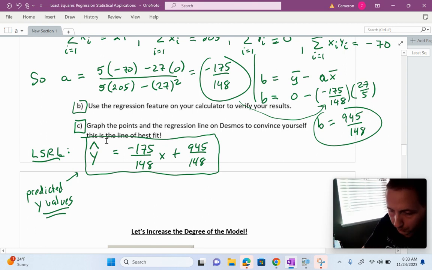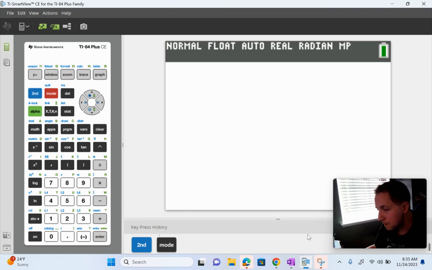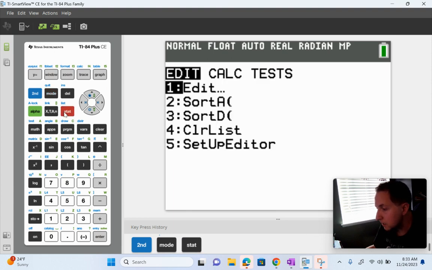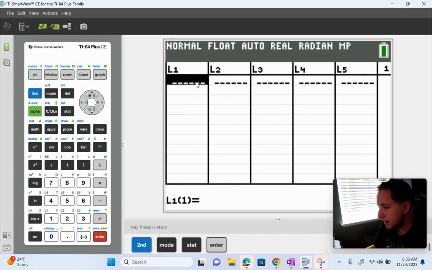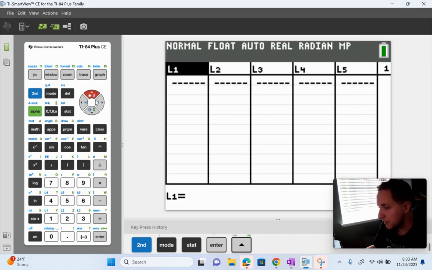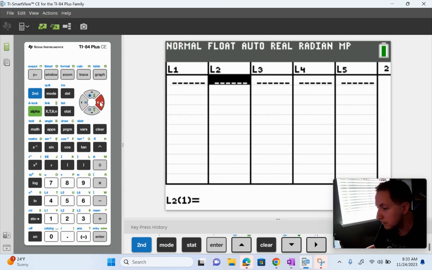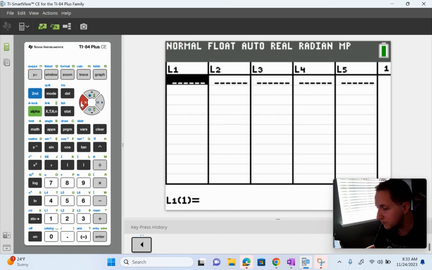So the last part of this is a little bit of technology. We've done a lot of the calculations that we need. So I'm actually going to show you on Desmos and on the calculator. Let's start with the calculator to verify this. If you go to Stat and you go to Edit, just hit Enter. If you have data points in here already, you can hit the up arrow and hit clear, and then hit the down arrow, and then hit the right arrow to go to L2, hit the up arrow, hit clear, hit the down arrow. That'll clear out whatever data you have in there.